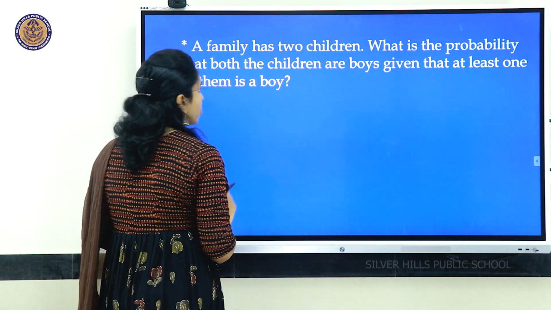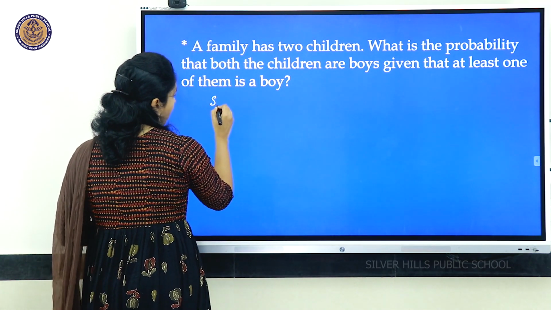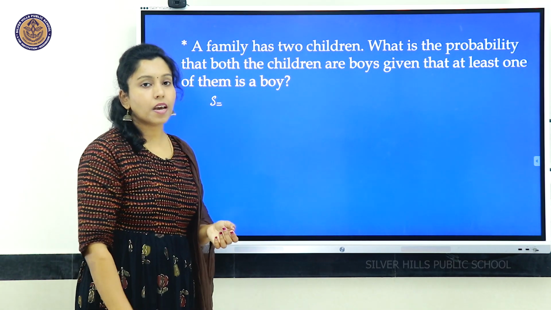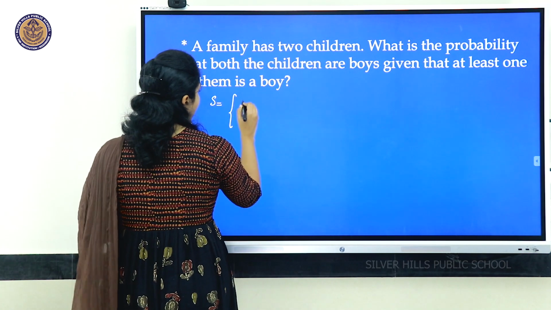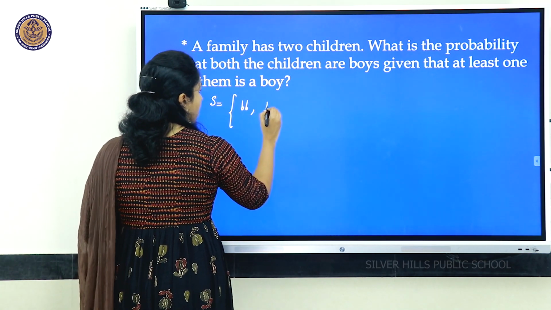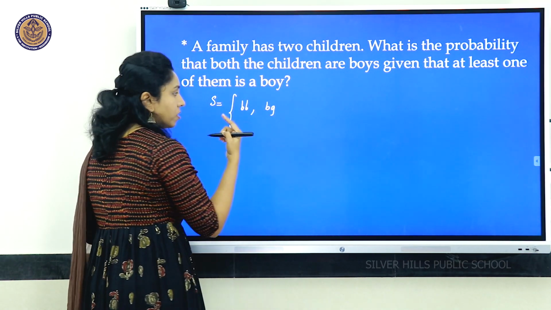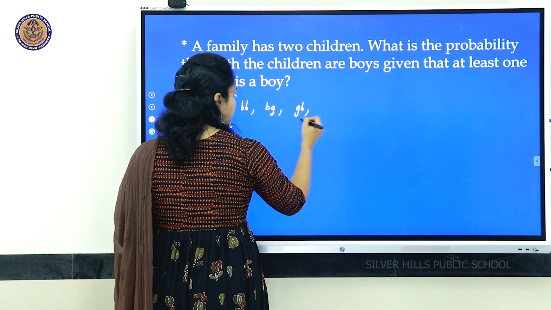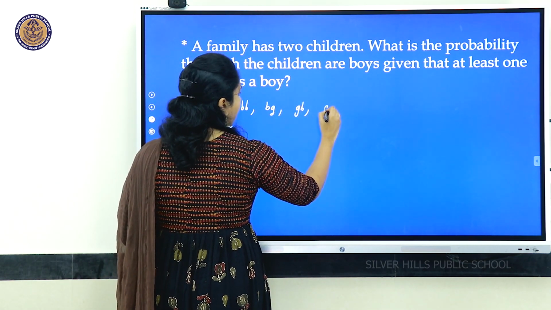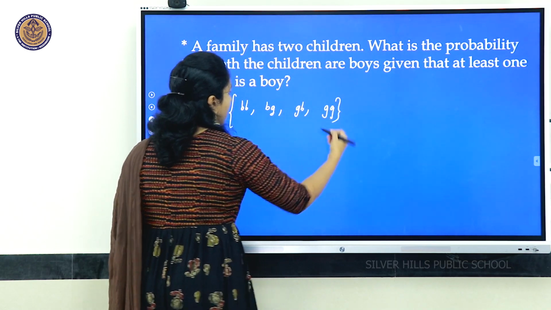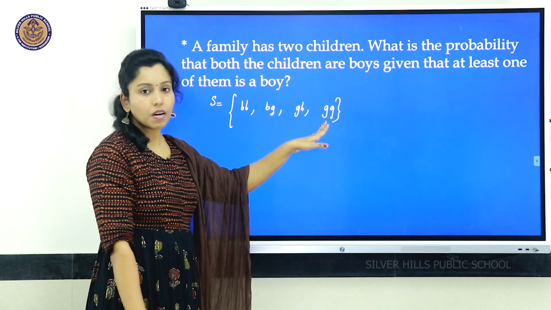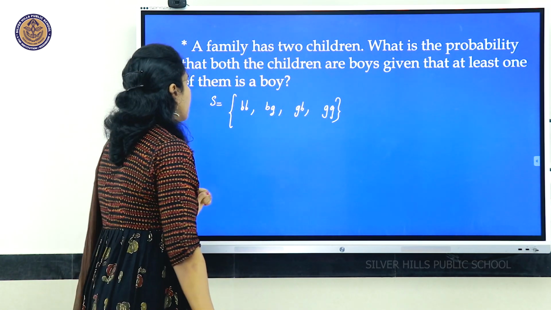So, a family has 2 children. What are the members of the sample space here? 2 children means both can be boys. Or the first one is a boy and the second one is a girl, that can happen. GB can happen, and then you have both girls. These are the possibilities, the outcomes.